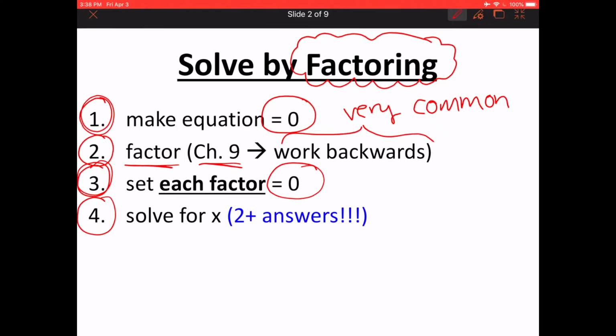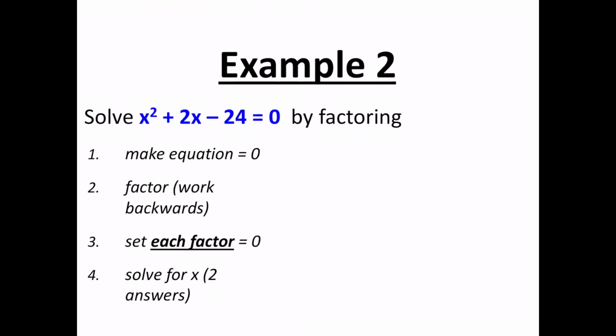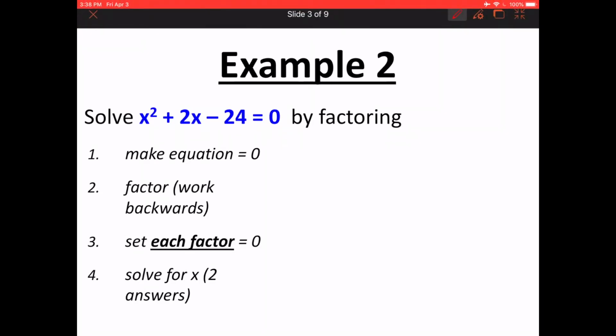So let's do our first example here with factoring. And so we have this equation, x squared plus 2x minus 24 equals 0, and we want to solve by factoring. Step 1 is to make the equation equal to 0. That's already done for us. Step 2 is to factor. Again, working backwards is going to be our most common method that we use for moving forward.